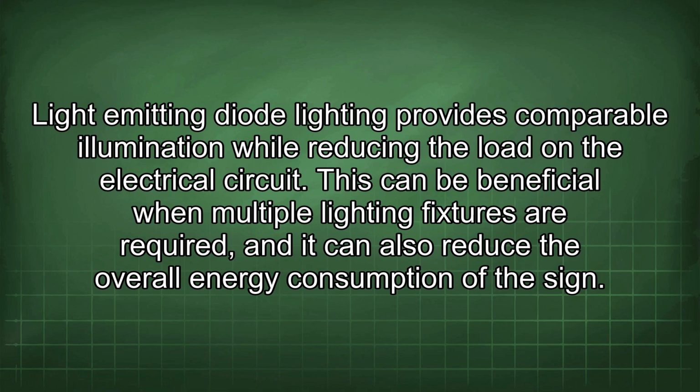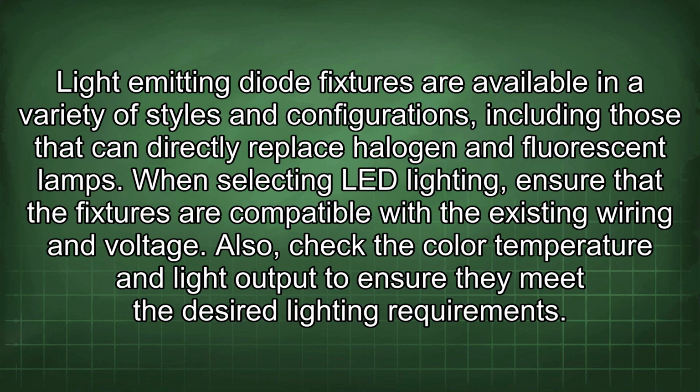This can be beneficial when multiple lighting fixtures are required, and it can also reduce the overall energy consumption of the sign. Light-emitting diode fixtures are available in a variety of styles and configurations, including those that can directly replace halogen and fluorescent lamps. When selecting LED lighting, ensure that the fixtures are compatible with the existing wiring and voltage. Also, check the color, temperature, and light output to ensure they meet the desired lighting requirements.